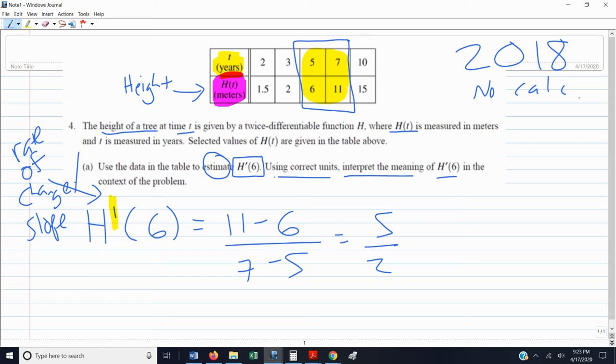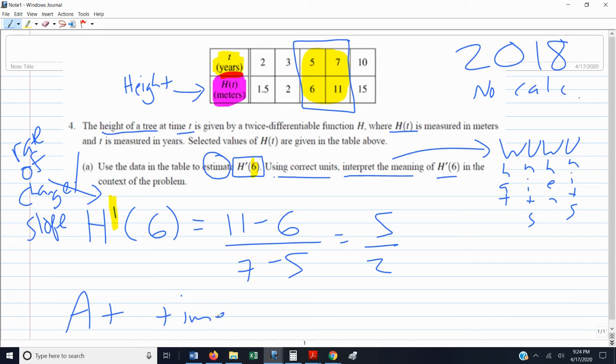The second part says, using correct units, interpret the meaning of h prime of 6 in the context of the problem. So this is the woo-woo statement. We know this is a tough point to get. Think about if you remember what woo-woo stands for. It is what with units and when with units. So we know the when, so we're going to start with that.